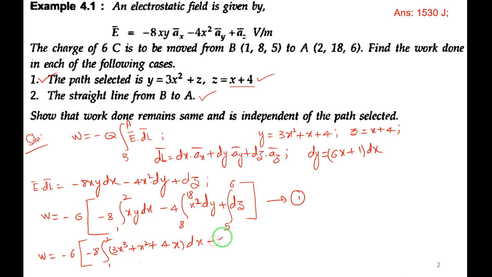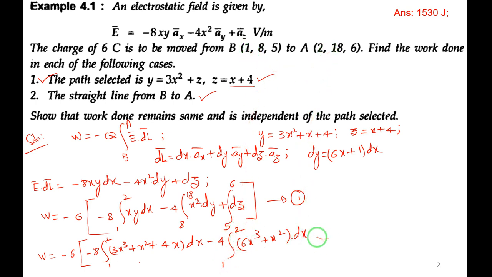Minus 4. Yes, we will replace this dy. dy is nothing but 6x plus 1 into 1, so 6x plus 1 into dx. I will multiply x square with this, so x square is multiplied with dy. So 6x cube, x square is multiplied, plus x square into dx. Here y was varying from 8 to 18, but now x should be varying, so x limit is from 1 to 2.